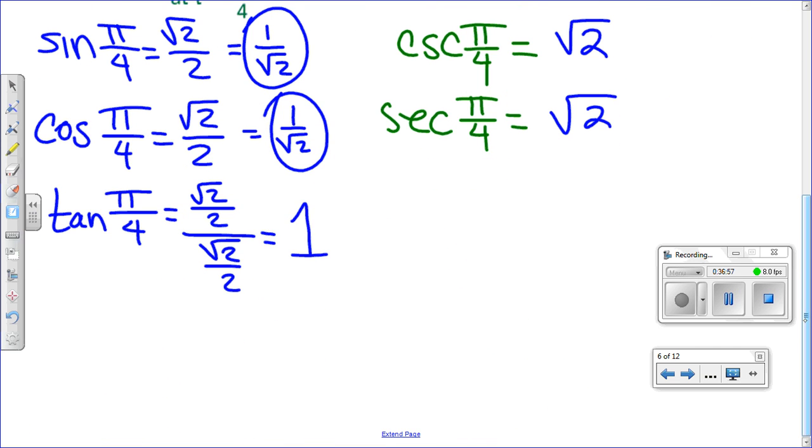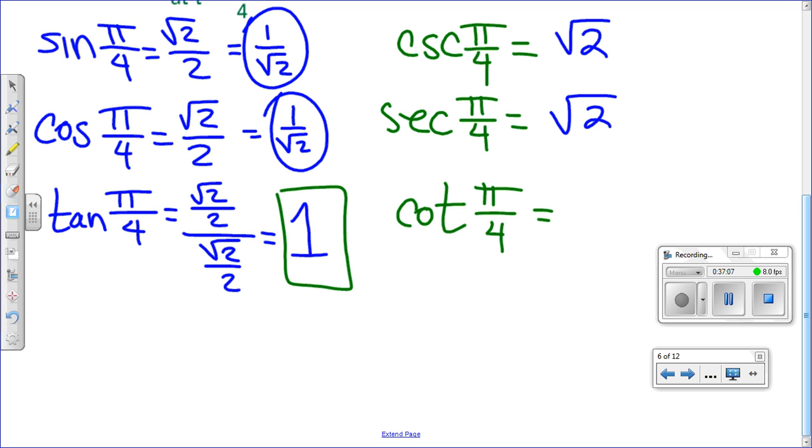Okay, let's finish this with the cotangent. So what is the reciprocal of 1? The reciprocal of this one is 1. And that's it for pi over 4.